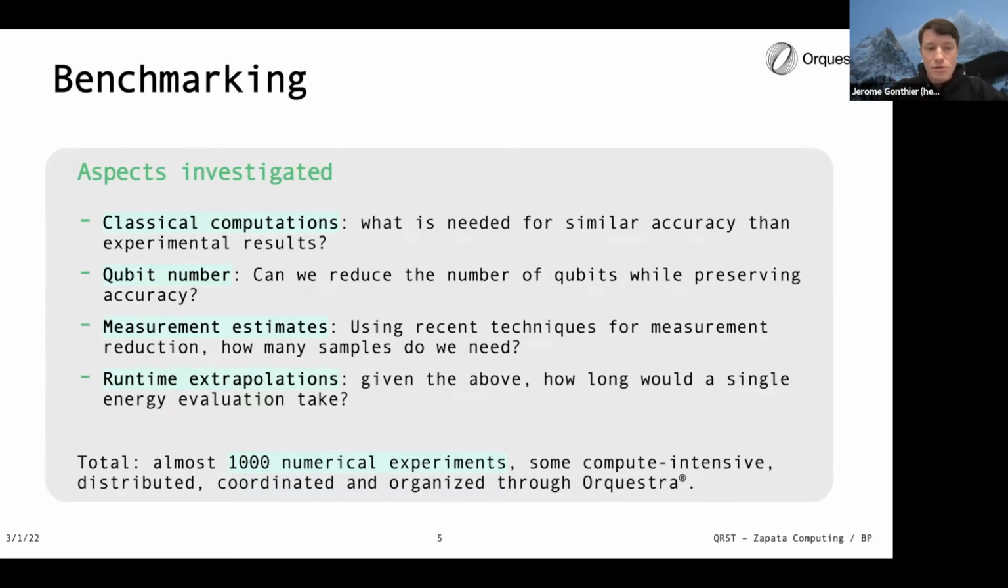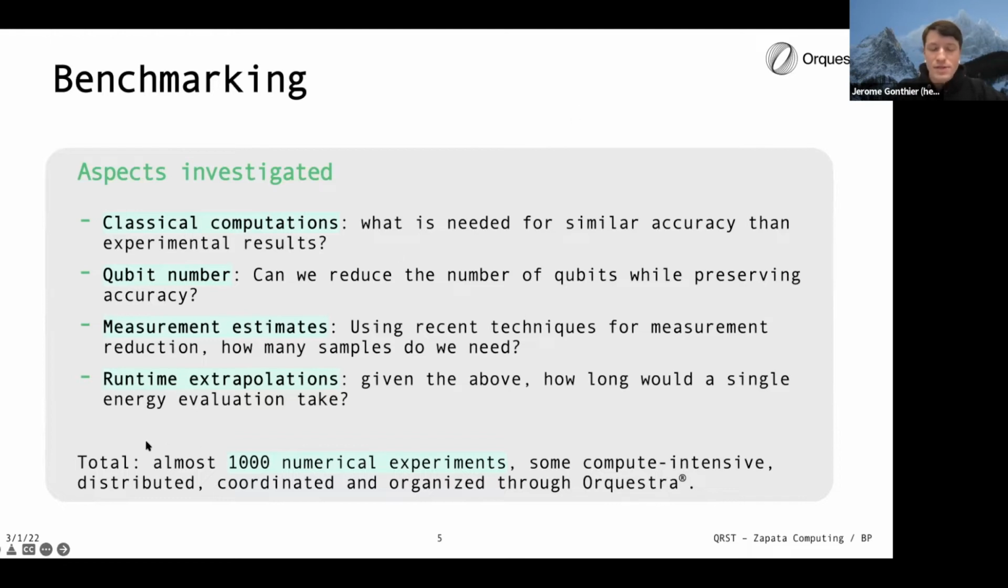Then we're going to look at the number of qubits, and we're going to try to reduce the number of qubits necessary for the system. It's not just a naive evaluation of this number of qubits. We're trying to apply some methods to reduce this resource and make things a bit more optimal. Then we look at the number of measurements we need, and we also use recent techniques to reduce the number of measurements. And finally, using all this information, we're going to extrapolate the runtime for the algorithm for VQE, given some assumptions on the underlying ansatz on device.